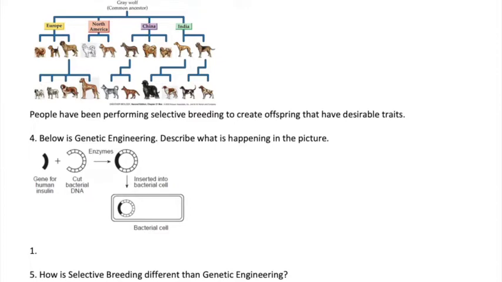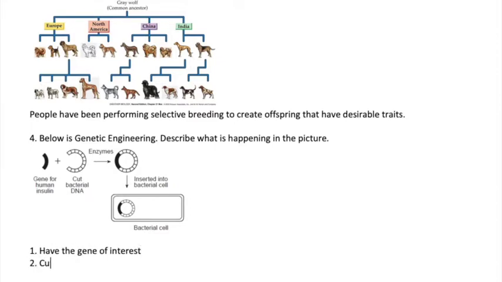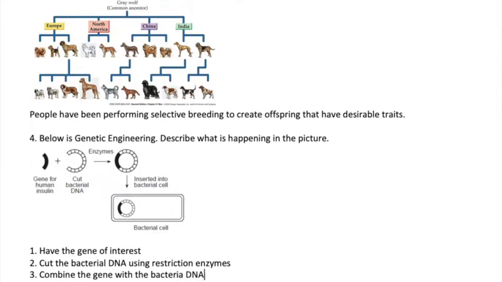Step 1, have the gene of interest. Step 2, cut the bacterial DNA. Step 3, use restriction enzymes. Cut the bacterial DNA using restriction enzymes. And then combine the gene with the bacteria DNA.